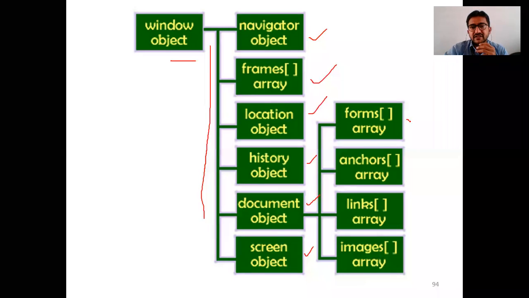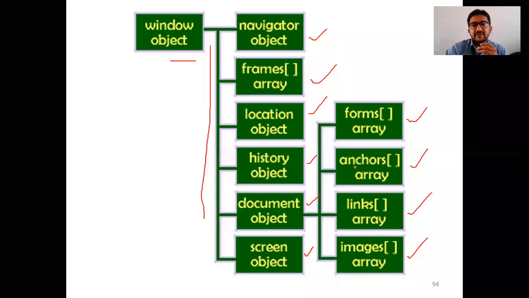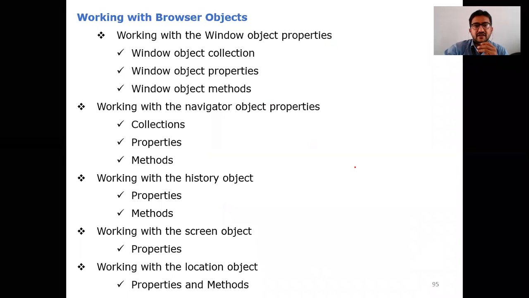Next, in this document object, we have different sub-objects. One is forms, another is anchors, another is links, another is images. So we have different sub-objects we can use, like document.forms is one property, document.anchors array is one property, document.links is another property, document.images is another property over here. Including this, we have different kinds of properties. Let me see one after the other with examples in this class.